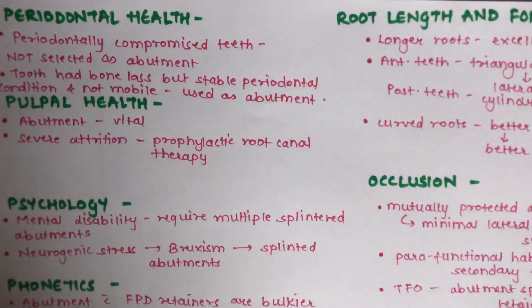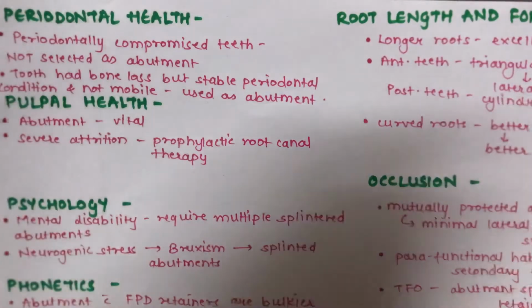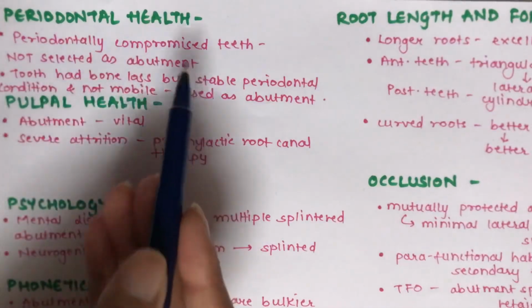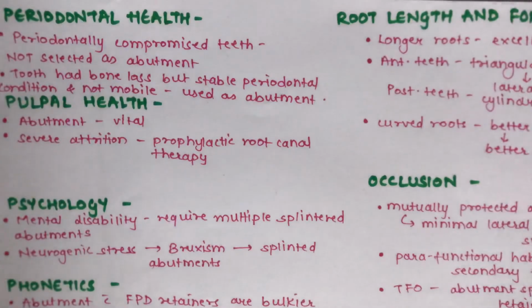Now the next is periodontal health. A periodontally compromised tooth is never selected as an abutment. Now if the tooth has bone loss, but the periodontal condition is stable and it is not mobile, then you can use that tooth as an abutment. So this is about the periodontal health.